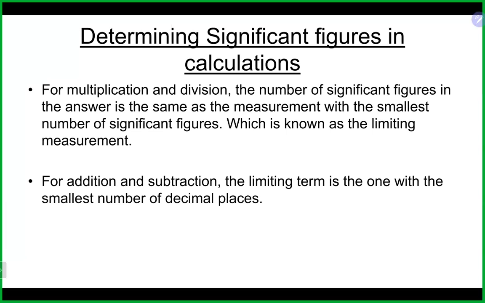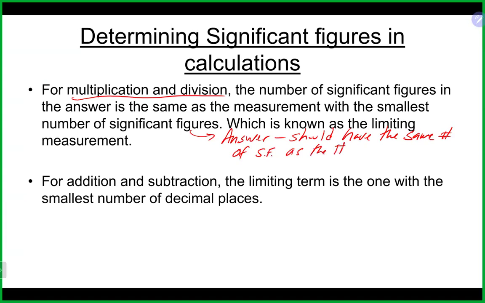So when you multiply or divide in a calculation, your answer should have the same number of significant figures as the number with the least number of sig figs. So you're looking at significant figures only when you're multiplying and dividing. You should end up with the exact same number of significant figures as whichever number has the least.